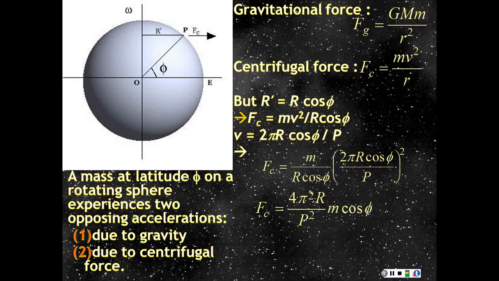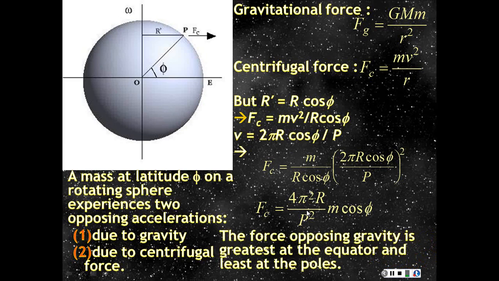and we can do some algebra and cancel things, and we get that the centrifugal force is 4 pi squared r, which is the radius of the sphere, m, which is the mass at that point, cos phi over P squared. And this is something that is opposing gravity. It's acting in this direction, but gravity is acting in this direction.